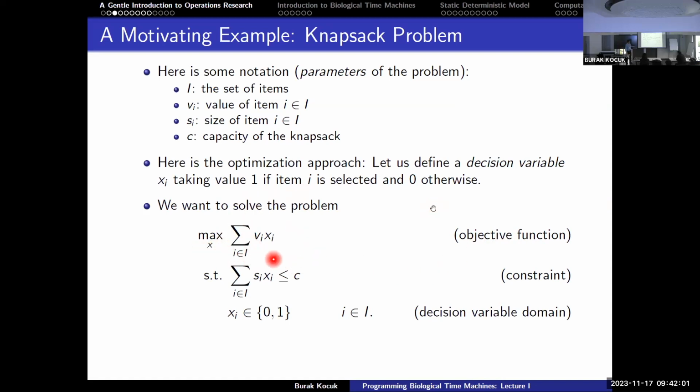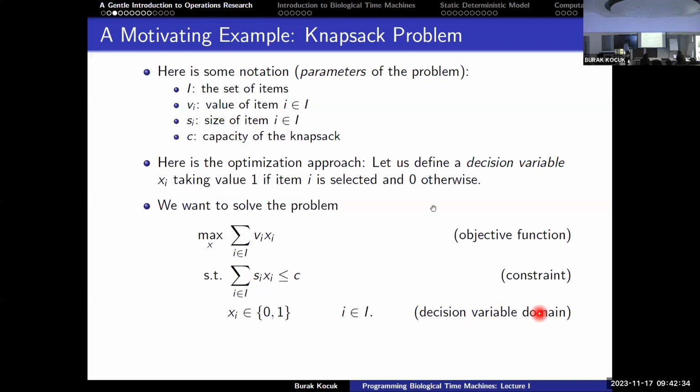And the function looks sort of simple. You multiply the value of the item, vi, by the variable xi. What does that mean? If xi is 1, if I really choose that item, then I count vi. Otherwise, if xi is 0, if I don't put that item in my knapsack, then vi times 0 is 0, so its value is not counted in my objective. Yeah, so that's how we do it for the function.